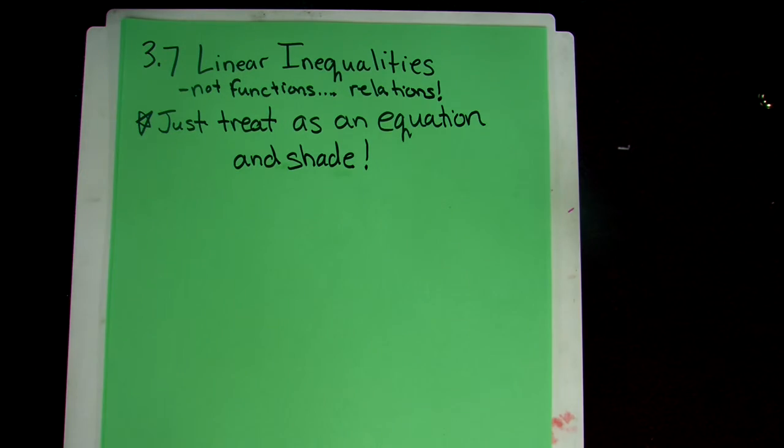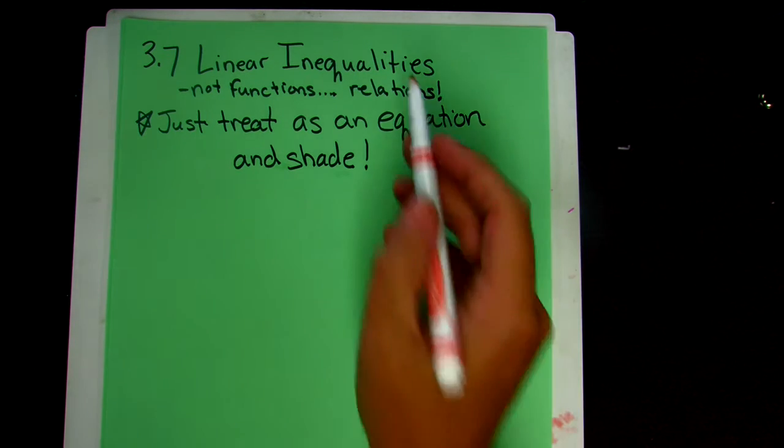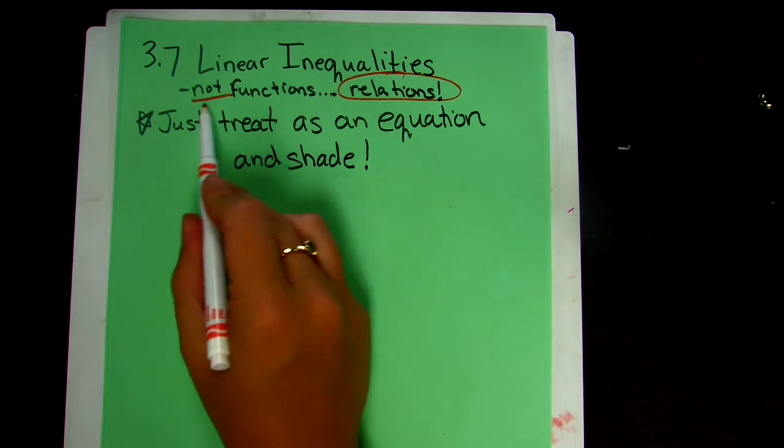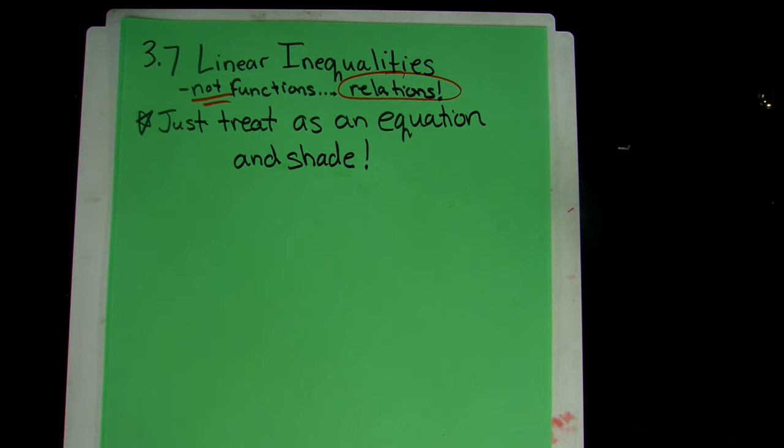Today we're going to talk about section 3.7, which is about linear inequalities. We're going to look at how to graph a linear inequality, and then we are going to discuss how linear inequalities are relations, but they're not necessarily functions. So again, they're relations, but not functions, okay?